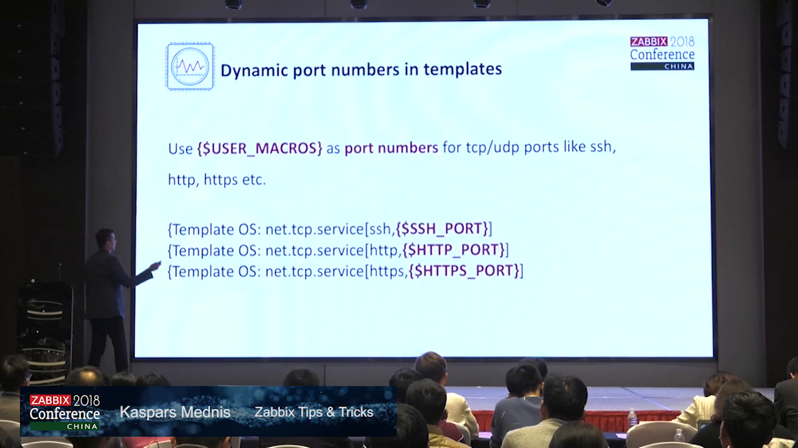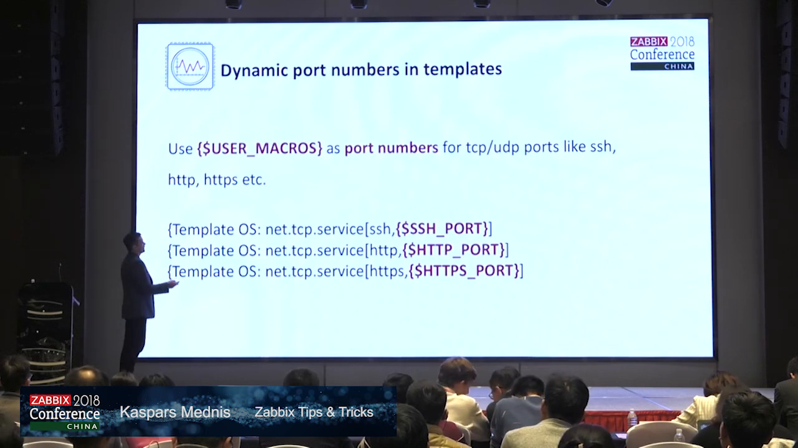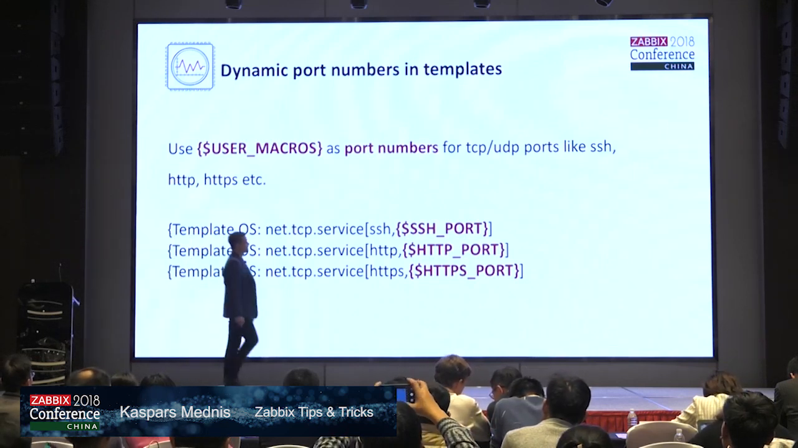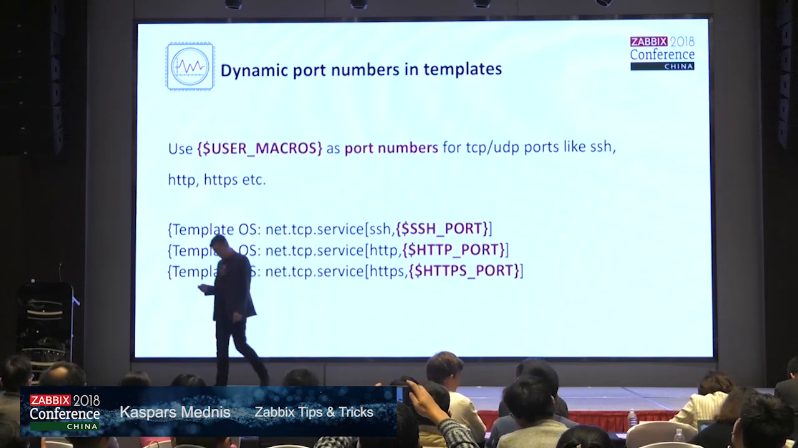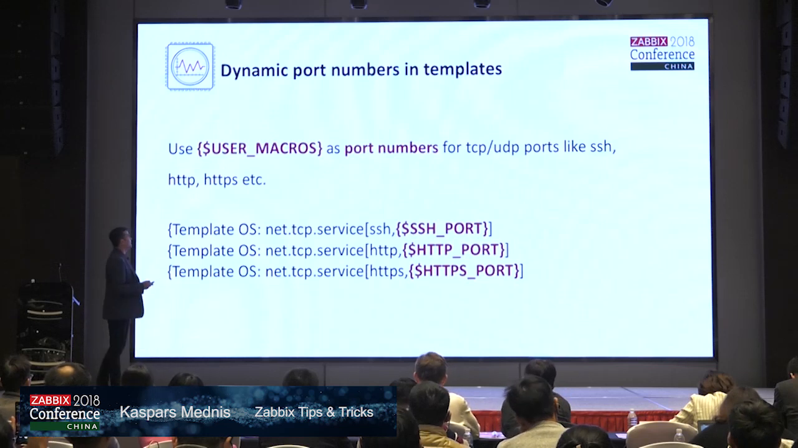So here is a real life example. Template Net TCP service, SSH, and SSH port macro. By default 22, but you can change it on the host level if needed.